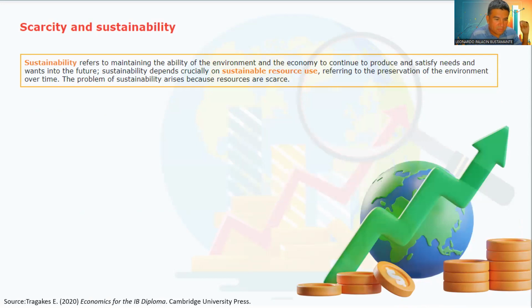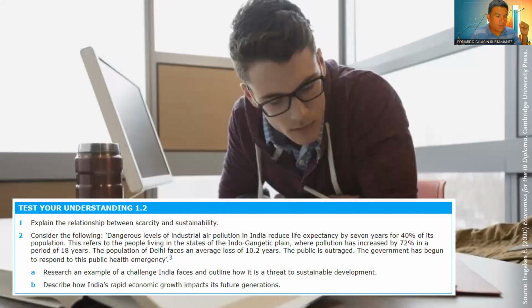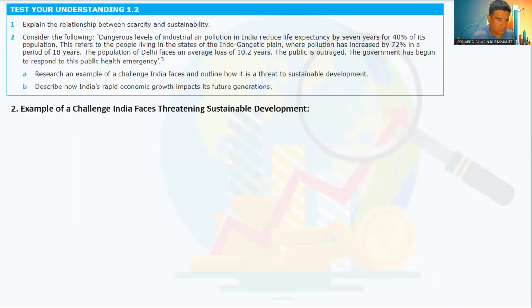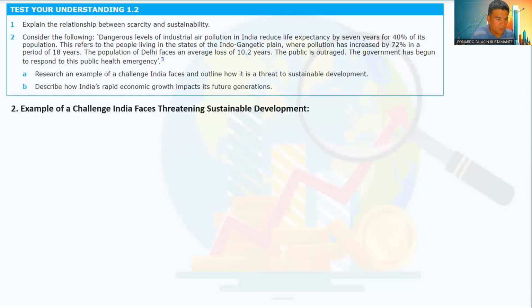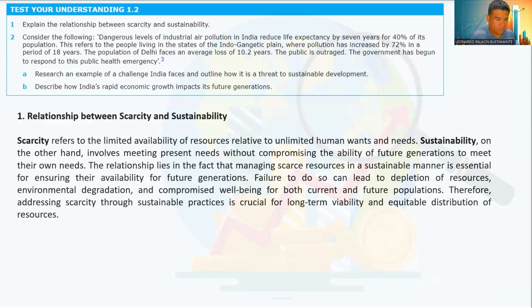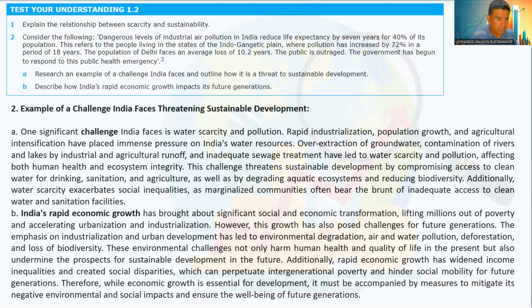So here we have an important term. Don't forget to write down the term in your notebooks. Here we have more examples of sustainability. Here is your second task. We have 2 questions. You can pause this and take some time to do that. I will present the answers in the next slide. Okay, for number 1 and number 2. This is number 1, the relationship between scarcity and sustainability explained. Don't forget to pause this, analyze, and you can ask any questions during the class. And this one is for number 2, sections A and sections B.